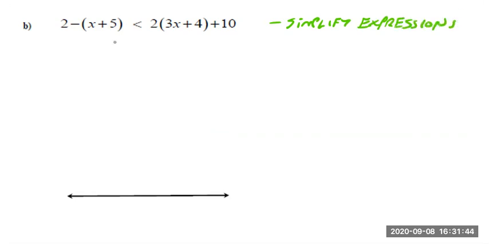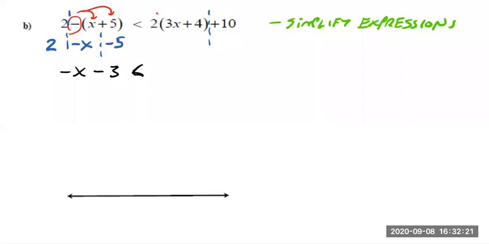All right, so on the left side, we got two terms. I'm going to distribute the factor of -1 to each of these terms. So when I do that, I'll have the 2. -1 times x is -x, and then I'll get another -1 times 5 is -5. So we'll combine like terms, and we get -x, 2 and -5 is -3. So that's less than.